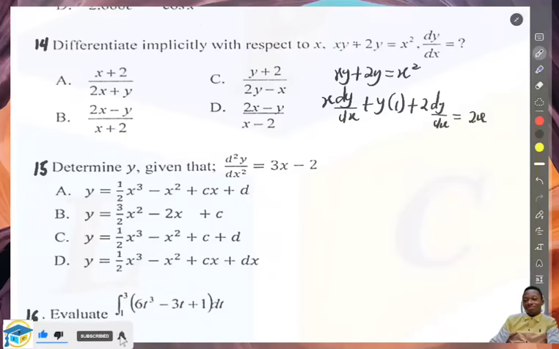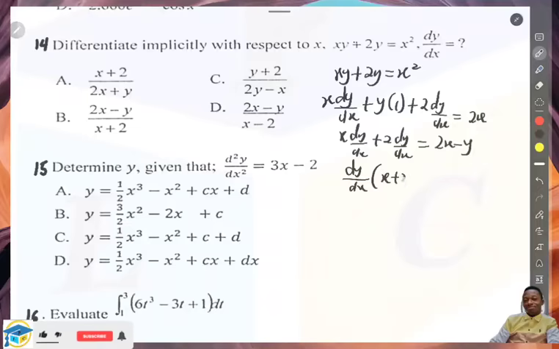Okay? So here, this is what we're going to do. We will say that I have x, I have 2 here. So I will say that I have x dy over dx plus 2 dy over dx. And that should be equal to 2x. And I'll ensure that the y here, which is the same thing as y multiplying 1, will join the 2x, making it a negative y. So I'll factor dy over dx out, and that will fetch me dy over dx into bracket x plus 2.